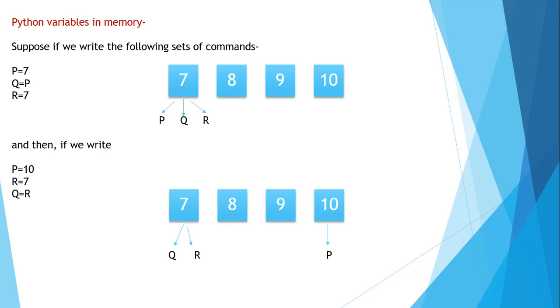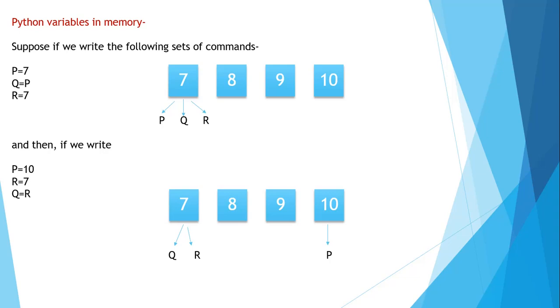Because even if we change p equal to 7 and p equal to 10, 7 is not going to change its memory address, it is going to remain at its own memory address. If we write p equal to 10, 10 is now being pointed to with the help of p, and 10 was already stored in a particular memory location of Python. It is a bit confusing now, so let's try to understand it from a different perspective.